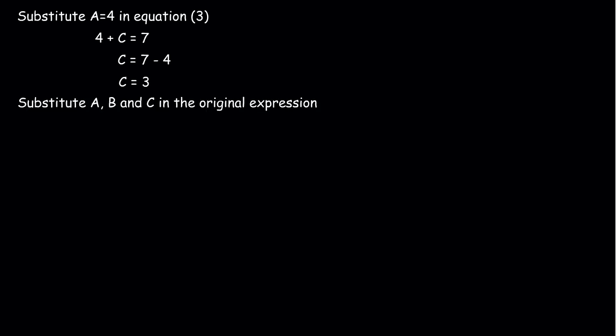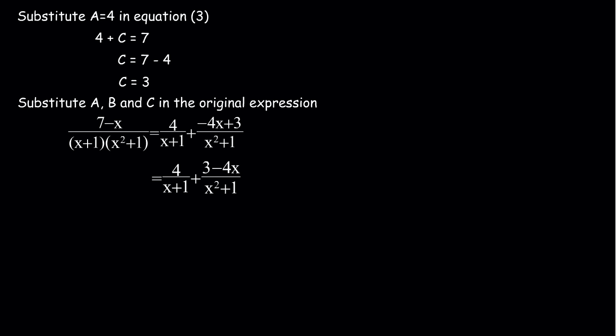Next, we substitute a equals to 4 in equation 3. And when we do that, equation 3 becomes 4 plus c is equals to 7, and c will be equals to 7 minus 4, which makes c to be equals to 3. Now substitute for a, b and c in the original expression. It becomes (7 minus s) divided by (s plus 1) in bracket (s squared plus 1) will be equals to 4 divided by (s plus 1) plus (minus 4s plus 3) divided by (s squared plus 1). Simplifying our right hand side further, it becomes 4 divided by (s plus 1) plus (3 minus 4s) divided by (s squared plus 1).